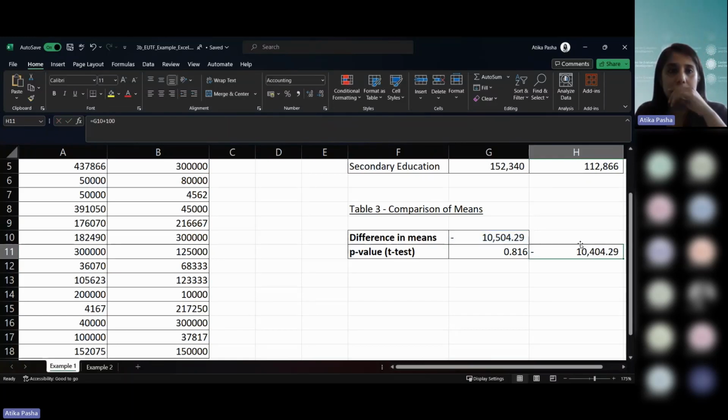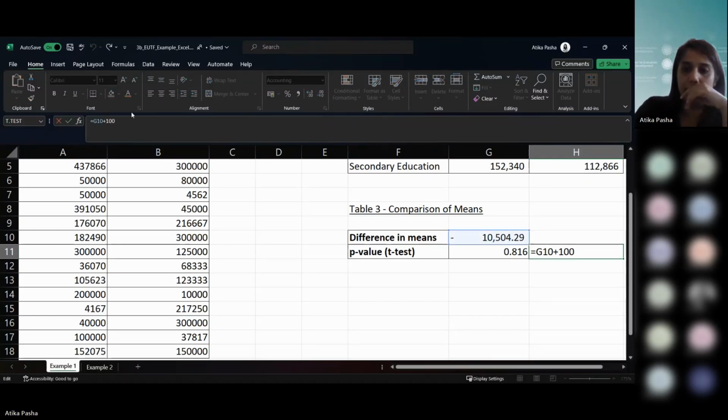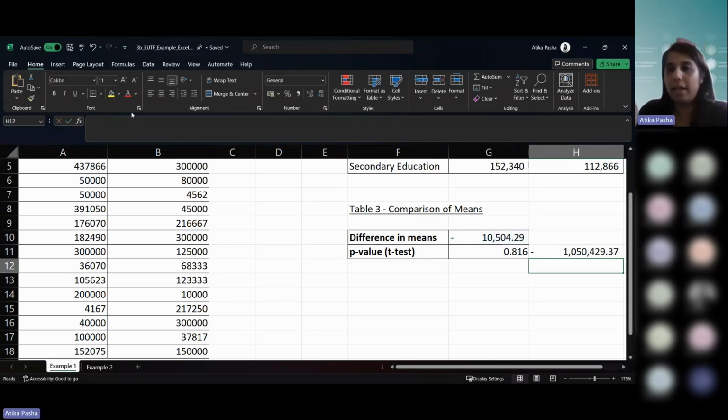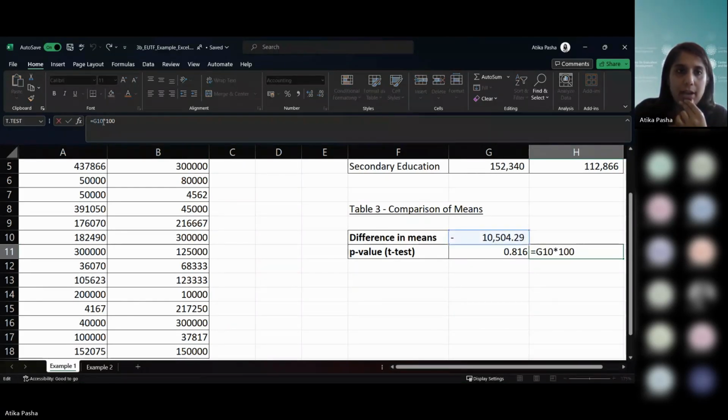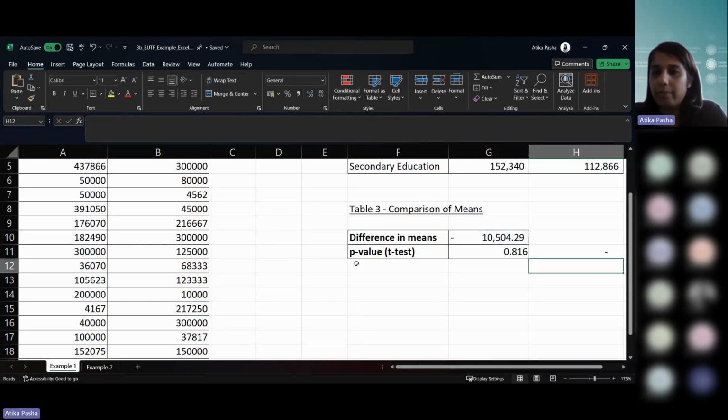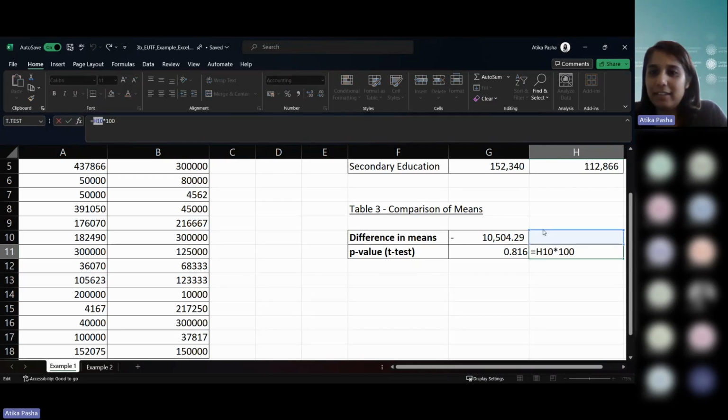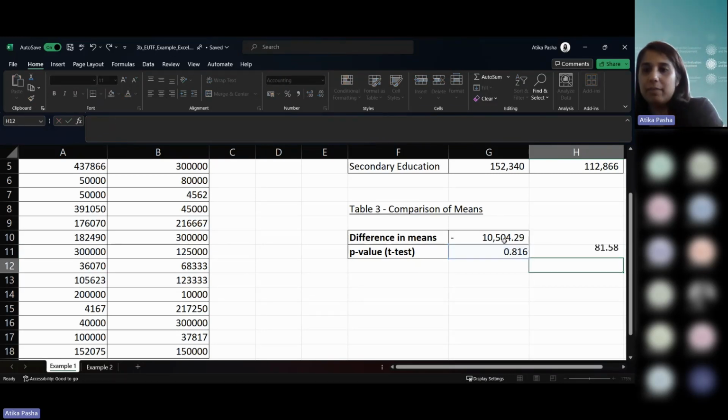Oh, multiply, sorry. And this would, oh, what am I doing? G10, no, it's H10. Okay, I'm obviously not very capable with Excel. I apologize for that. And it's this one, G11.